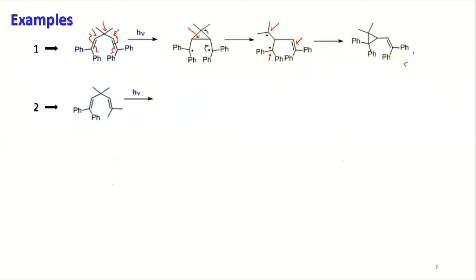So let us look at the second example. So what is going to happen? So this will form. Okay, so you have the radical generation. So that two will be combining, this two will be combining. You are left with two radicals.